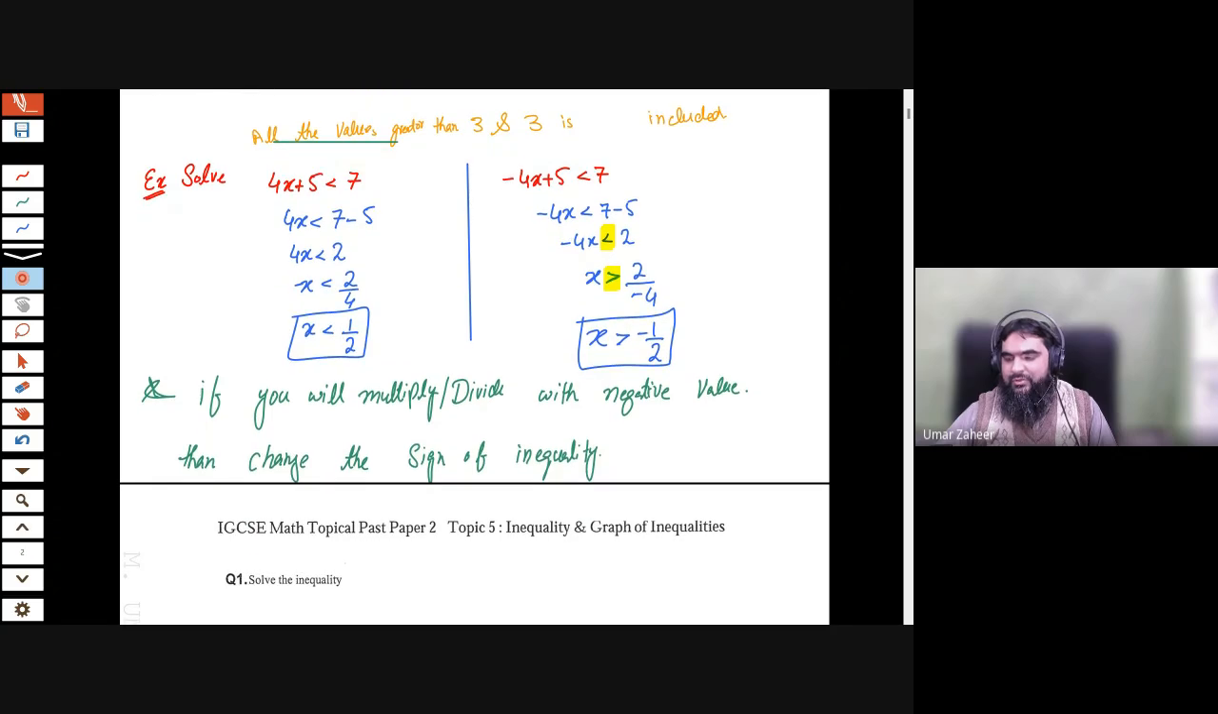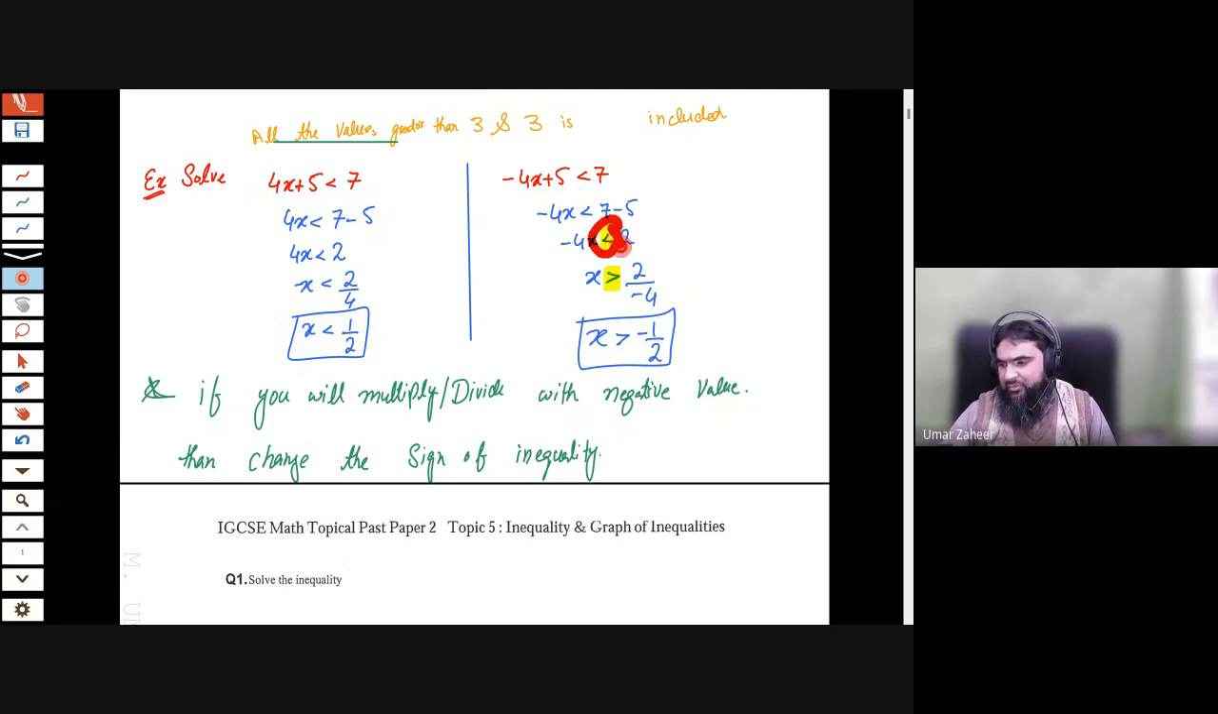After that, we are going to talk about how to solve the inequality. For solving the inequality, we need to understand that if you multiply or divide with a negative value, we have to change the sign of the inequality. Otherwise, the rest of everything is exactly the same as solving linear equations. The difference is, if you multiply or divide with a negative value, you have to change the sign of the inequality.